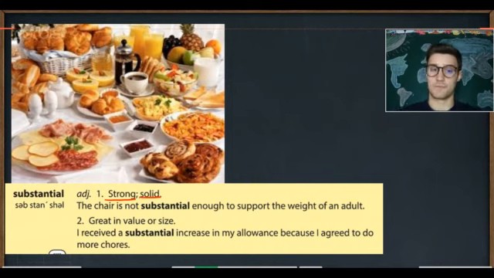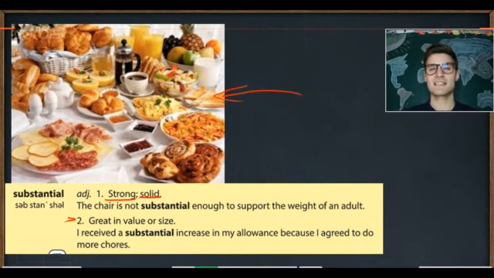It's very strong. The second adjective meaning is a word we use to describe nouns which are great in value or size. Great in value or size. Remember that. Value means how much it costs. I received a substantial increase in my allowance because I agreed to do more chores. So this person received a great increase. So if he got 1,000, now he got 2,000. That's a substantial increase in his allowance.